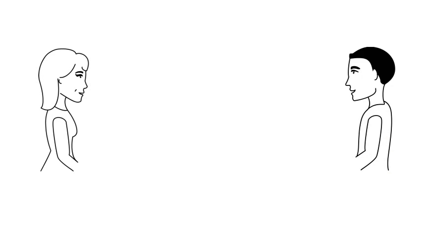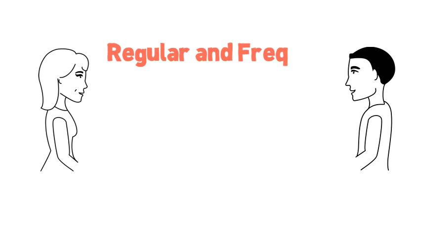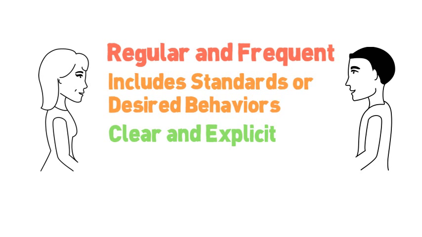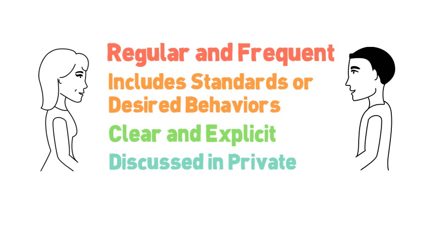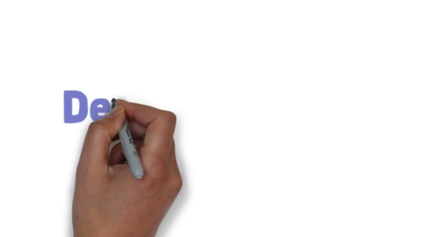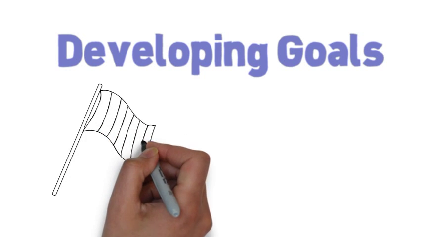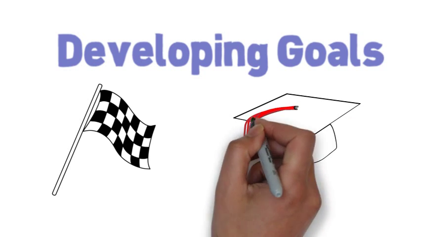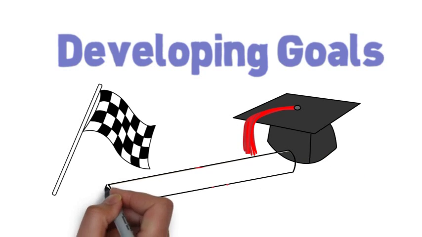Be clear and let your instructor know that you prefer feedback that is regular and frequent, includes standards or desired behaviors in the specified areas, is clear and explicit, and is discussed in a private place that is not in front of a patient, colleagues, or in common spaces. Number 4, developing goals. Based on the feedback, you can develop meaningful goals and an action plan for improvement. Once you have generated your goals, the instructor can confirm or modify the educational strategies to assist you in meeting your goals.